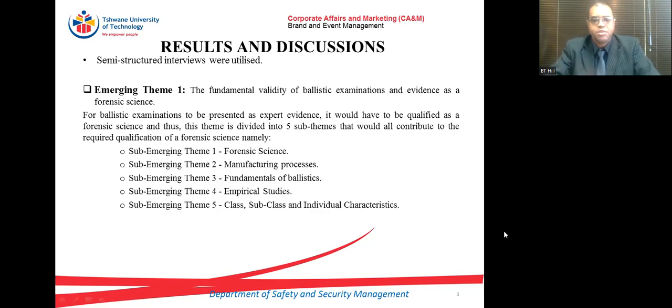Then sub-emerging theme number 5, class, subclass, and individual characteristics. In evaluating the pattern of individual characteristics, the height, width, depth, curvature, and spatial relationship of the appearance of marks are considered. Based on this, the analysts use their subjective influence to determine whether sufficient agreement exists between the marks to conclude whether they originate from the same source. The study has pointed out that subclass characteristics are identified as gross marks resulting from broaching, whereas discontinued unrelated marks were observed as individual characteristics.